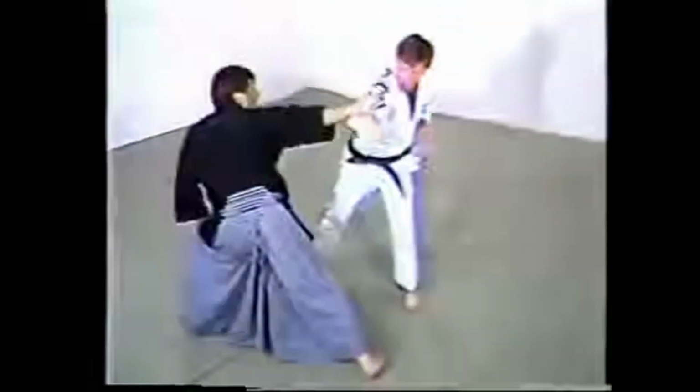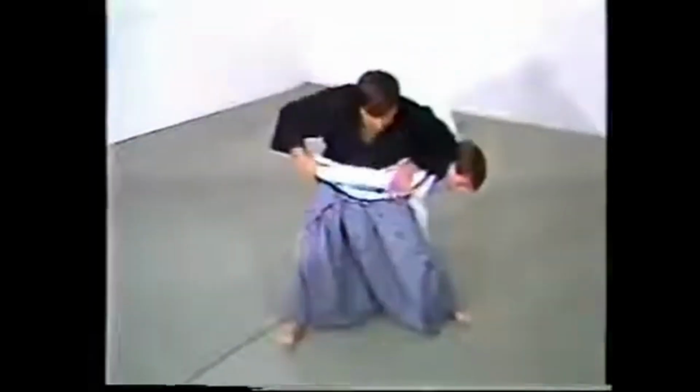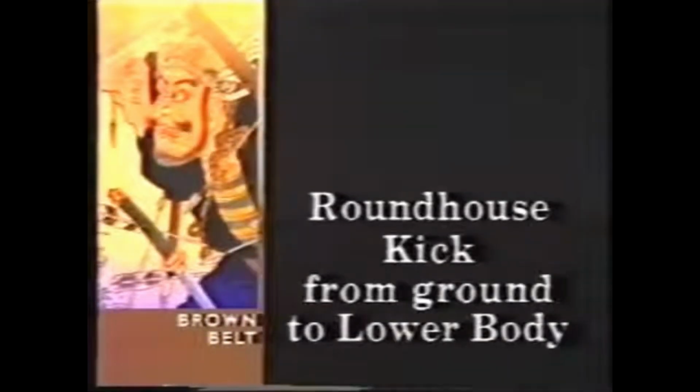From a different angle. Whilst taking the attacker down, slip your leg away from the body and use your own weight to your advantage. Observe the position of the defender's left knee, trapping the forearm against the body. Roundhouse kick from ground to lower body.